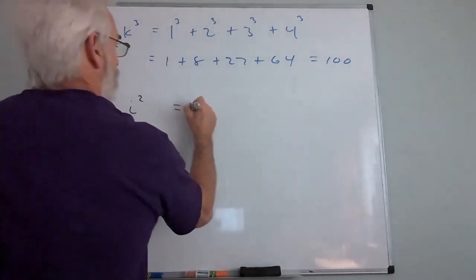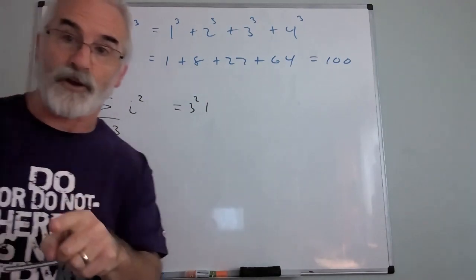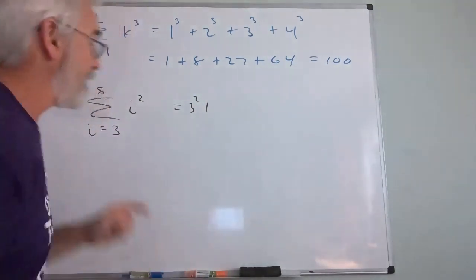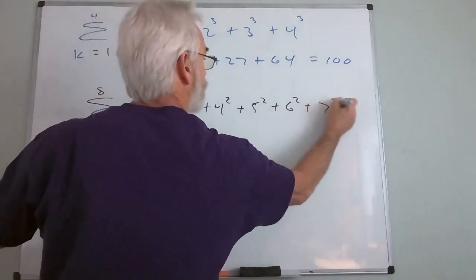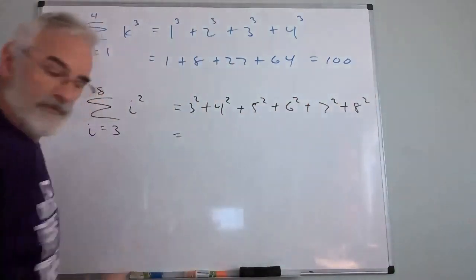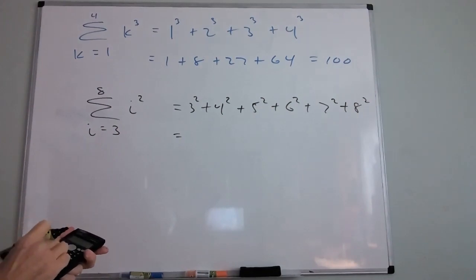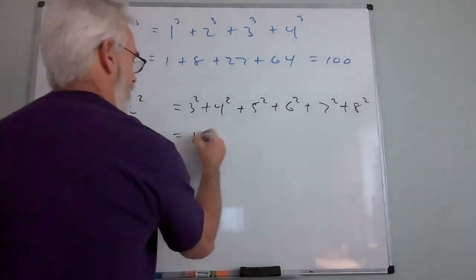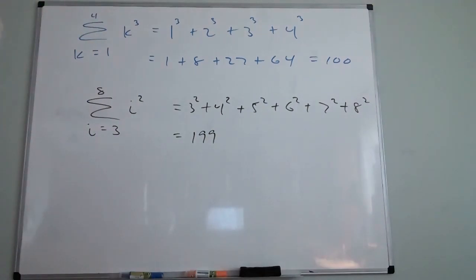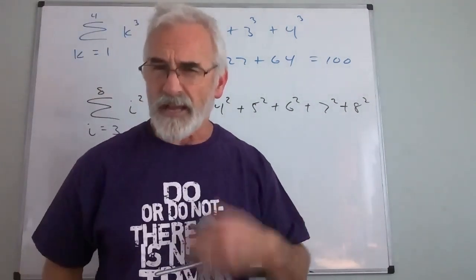So this would be 3 squared because I'm starting at 3. Now, the counter doesn't have to start at 1, but the counter has to increment by 1. So then the next one would be 4 squared, and then 5 squared, 6 squared, 7 squared, 8 squared. And then I would give an answer if I can. So I've got 9 plus 16 plus 25 plus 36 plus 49 plus 64. Nothing clever, I just pull out my calculator. That's it. All right, not very exciting. We're all very familiar with this kind of stuff and how it works. Just kind of a reminder.